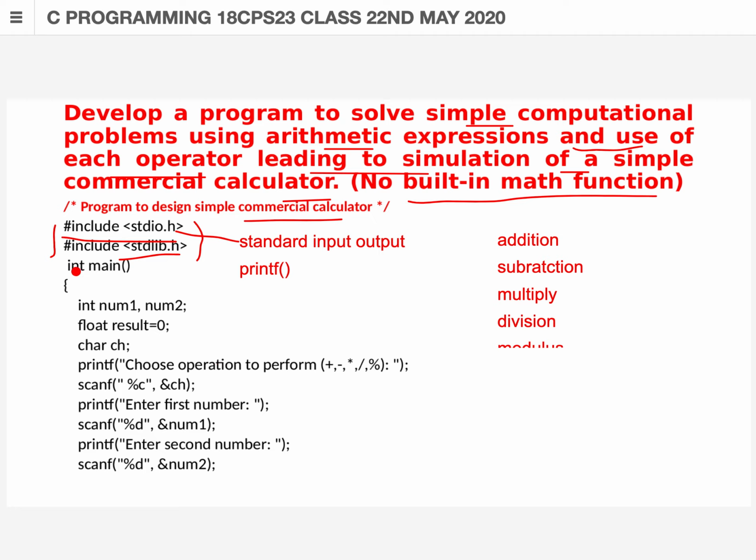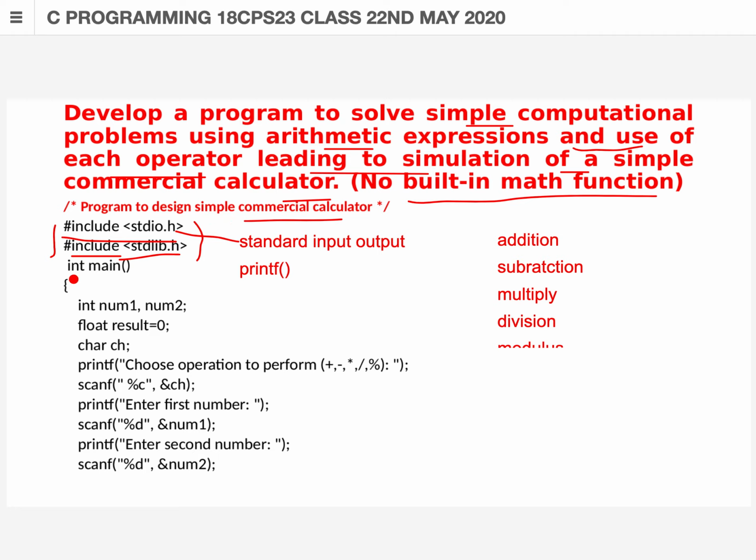stdlib.h will be included for any of the library related functions. If you need them, at that situation we include this stdlib.h. This is not mandatory, but stdio.h is a mandatory header file that has to be included for all the programs.